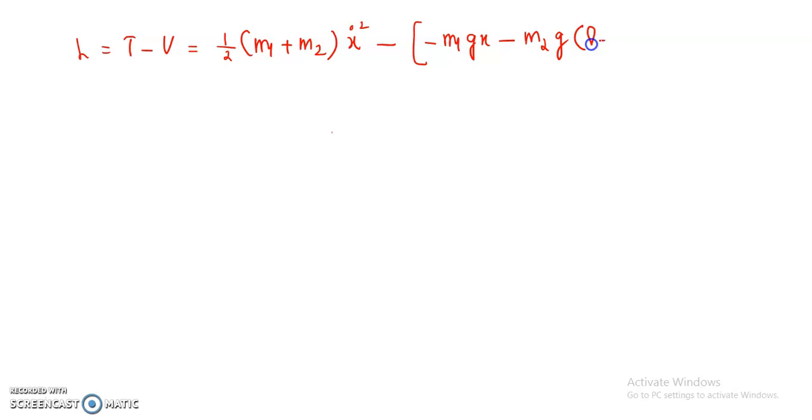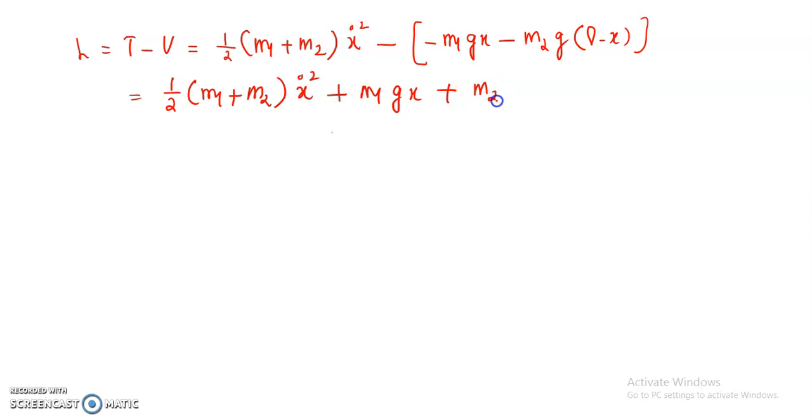Now the Lagrangian of the system, L equals T minus V. It is equal to half into m1 plus m2 into x dot squared minus the potential, which is minus m1 gx minus m2 g into L minus x. So it is equal to half m1 plus m2 into x dot squared plus m1 gx plus m2 g into L minus x. Now Lagrange's equation is d by dt of dou L by dou x dot minus dou L by dou x equal to 0.